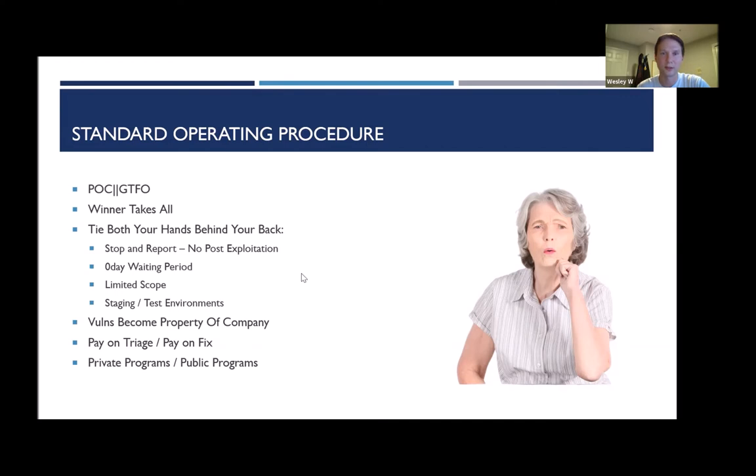On the rare occasion, some programs will alter this structure. Some examples I can think of are HackerOne will run live events. For those, they have a time period at the start, the first day or first few days, whatever time period they decide, a few days usually, where every vulnerability that gets sent in gets considered. And if five people send in the same vulnerability, they split it five ways across the five people. So instead of winner takes all, it's just evenly split.